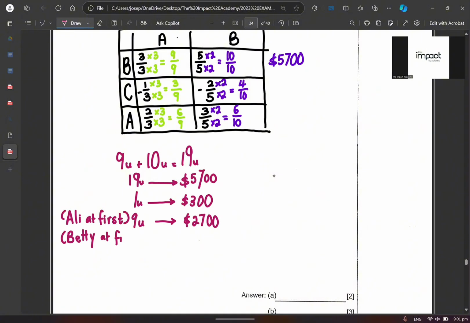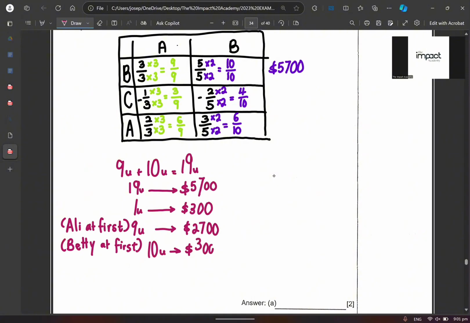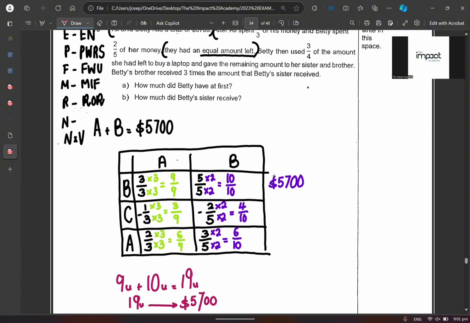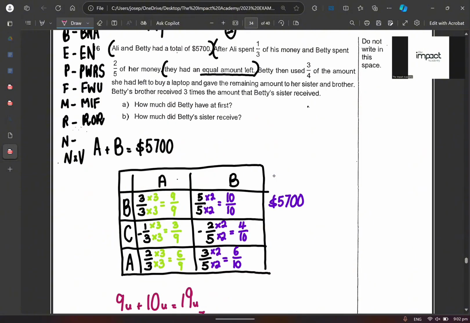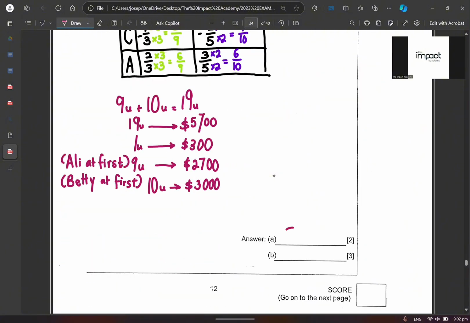Betty at how many units? 10 units. You see, I never just write numbers. You get what I'm trying to say? I always make sure I give it a caption. You understand that? If not, I don't know what are these numbers. Agree or disagree? Are you understanding or not understanding? We got the first question. How come? Because the question one is, how much did Betty have at first? Can you understand or don't understand? All right, so Betty have how much at first? $3,000. Yay! Give me a 5.